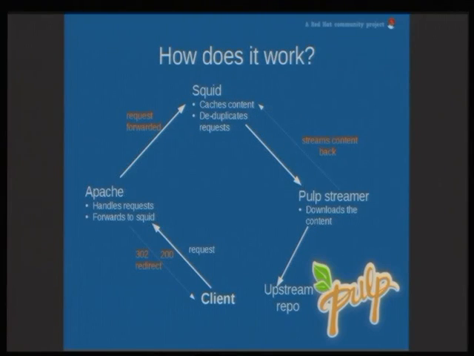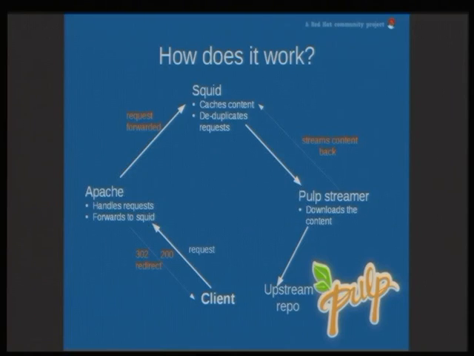Let me explain how it works. So let's say we have the YUM client, and it talks to Pulp. And it says, hey, Pulp, I want the Vim package. And it makes a request to the Apache. What does Apache do? Apache handles the requests, and it looks into its file system. Do I have this package? In case I do have this package, I serve it directly, and I respond to the client. In case I do not have this package, I make a redirect, and the request is redirected to the Squid. Squid is our proxy, and what it does, it caches the content.